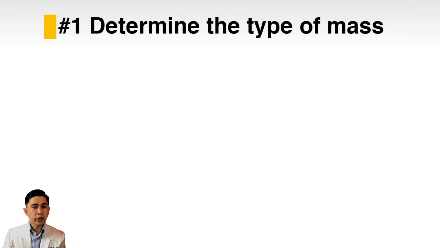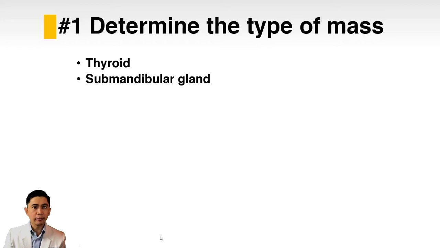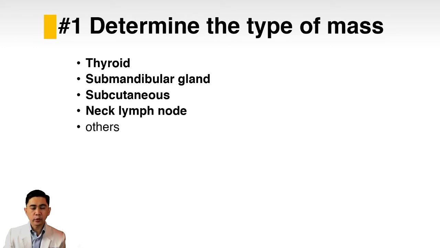First is determine the type of mass the patient has. So among the neck masses in adults, the most common types are thyroid masses, submandibular gland masses, subcutaneous masses, lymph neck nodes, and others, which are really not that common. Regardless of which type the neck mass of the patients belongs to, it's still the same approach that I will discuss in this lecture. Let's discuss briefly all of these type of neck masses.